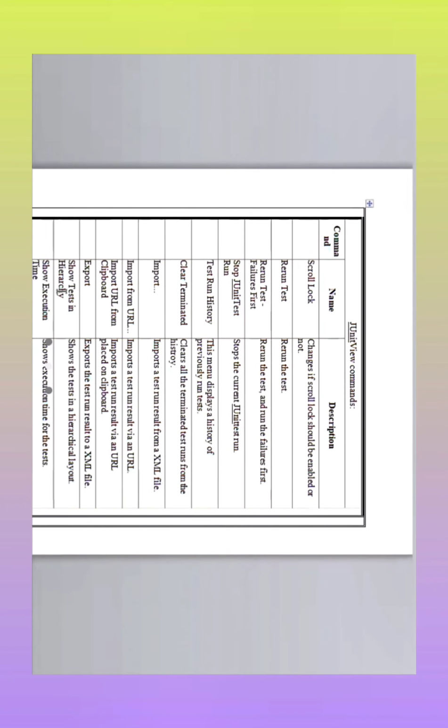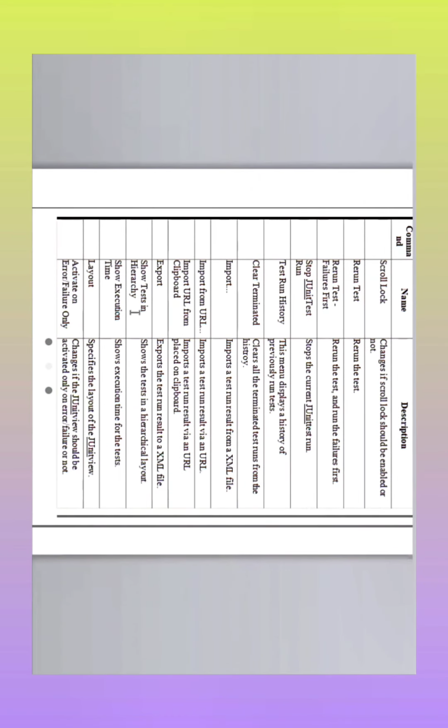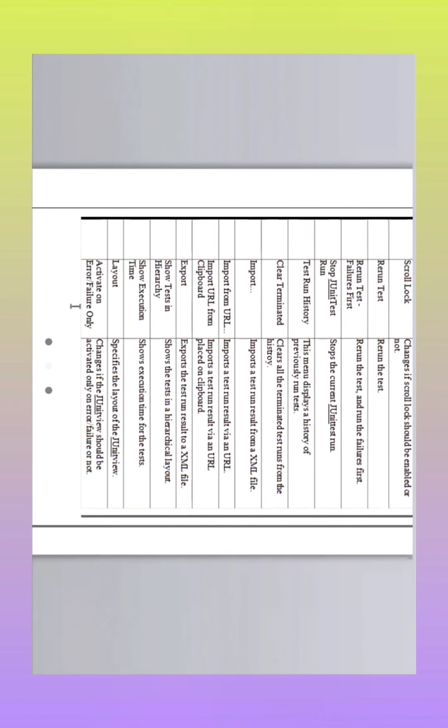Here we can see the JUnit commands: scroll lock, rerun test, rerun test failures first, stop, JUnit test run history, clear terminated, import from URL, import URL from clipboard, export, show test cases in a hierarchy, show execution time, and layout.